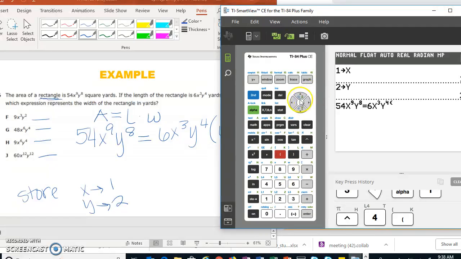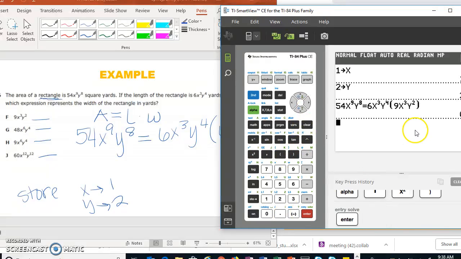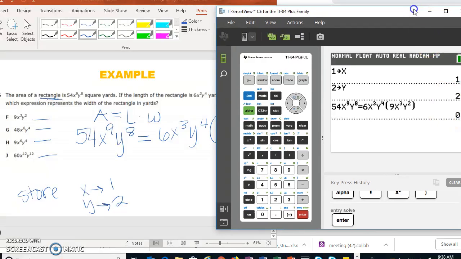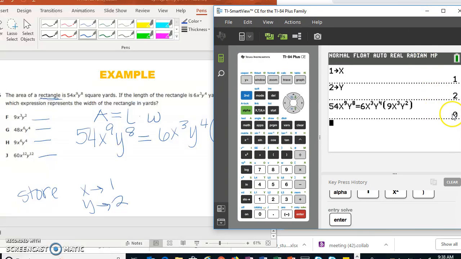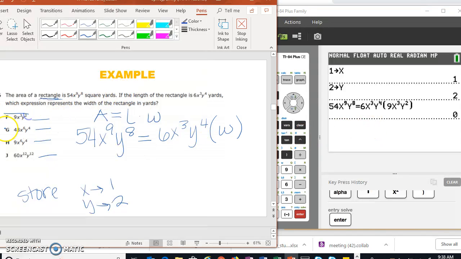Now times. Oh, delete that. I need to come back down. Now times. And I'm going to enter answer choice F. 9x to the 3rd, y squared, close parentheses. I hit enter. I get a 0. Can you all see that? I get a 0. That tells me that F is not the correct answer choice.